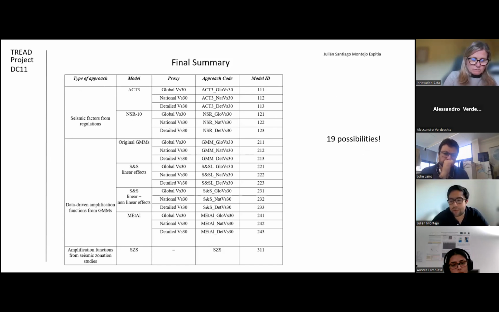So at the end, we have 19 possibilities, and we can also do another one, because we have to compare what happens if we don't consider amplification.